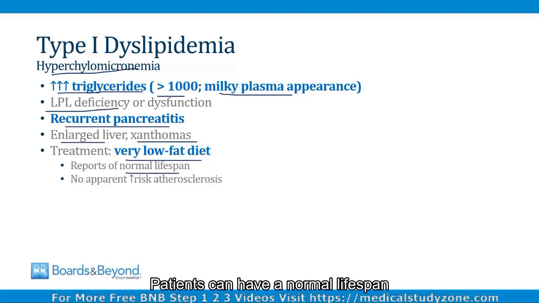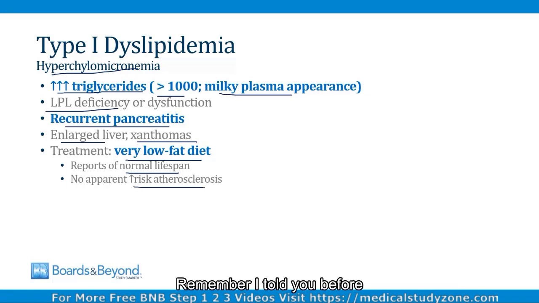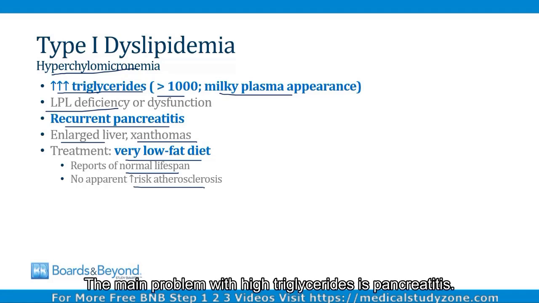Patients can have a normal lifespan if they eat a low-fat diet, and there doesn't appear to be a high risk of atherosclerosis among people who have this condition. Remember what I told you before. Triglycerides are only very weakly associated with atherosclerosis. The main problem with high triglycerides is pancreatitis.